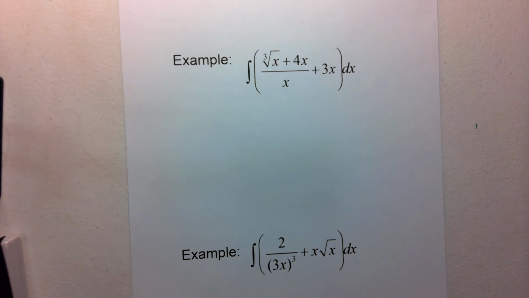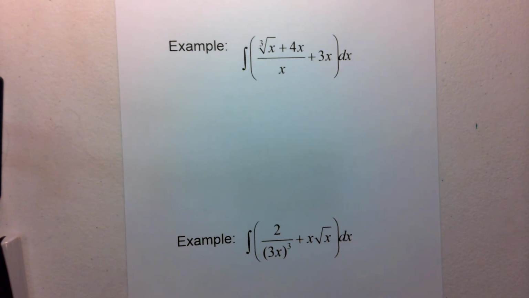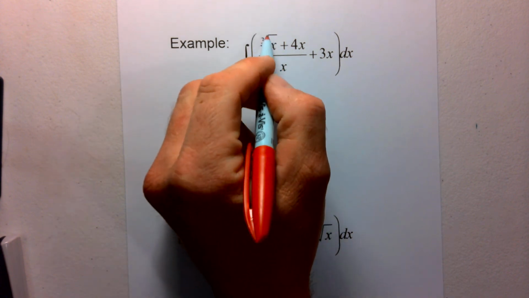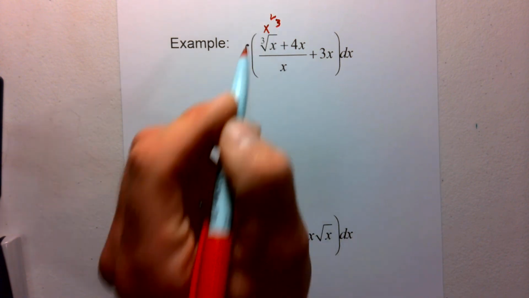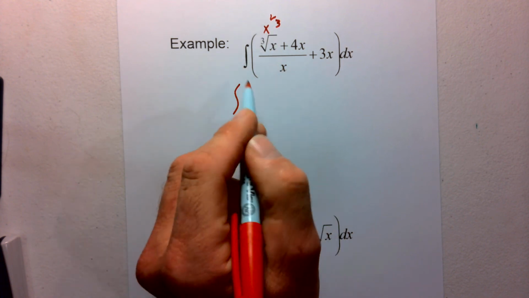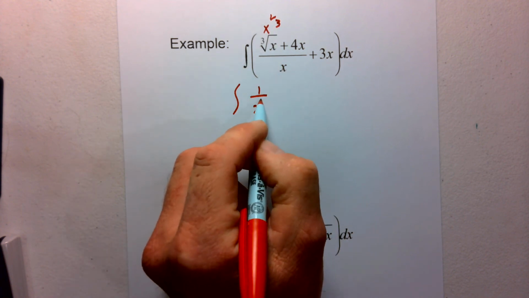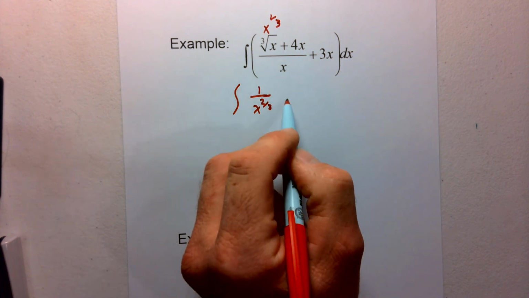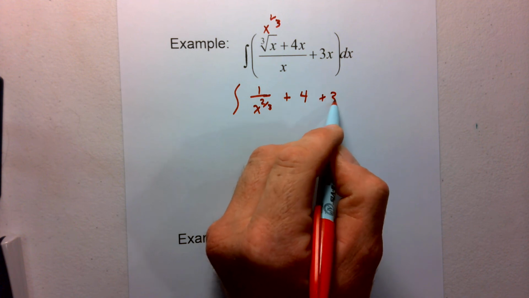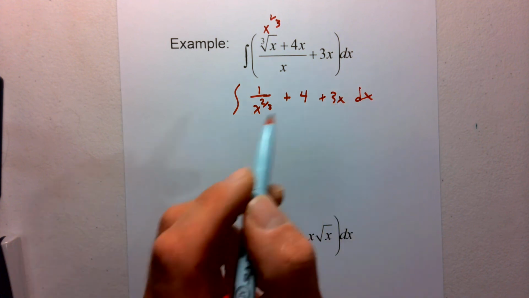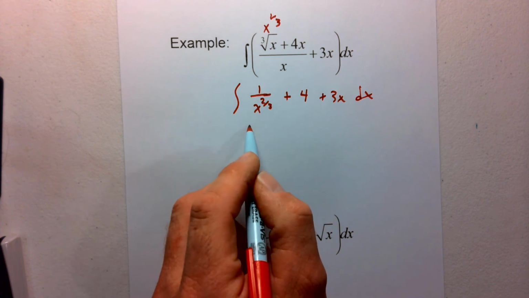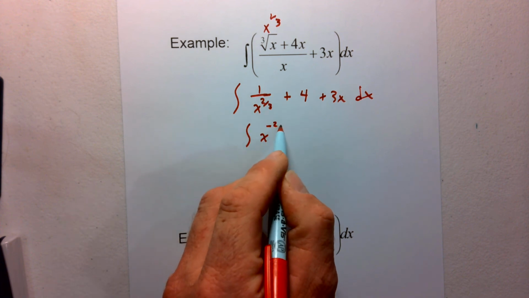All right, a couple more examples. They get kind of nasty and ugly if you want. We're going to go ahead and break this up. I would go ahead and change your radicals to fractional exponents, so x to the 1/3. Breaking this up, x to the 1/3 over x, that's 1 over x to the 2/3, isn't it? Plus 4, I'm going to break 4x over x, plus 3x dx. Bring this x to the 2/3 to the top as a negative exponent. So we have x to the negative 2/3.